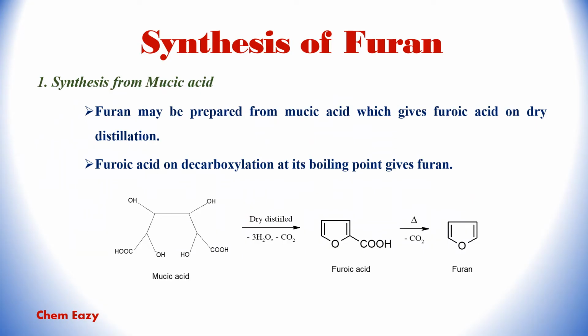In the first method, furan can be synthesized from mucic acid. Let us see how mucic acid gives furan. This is the structure of mucic acid. This mucic acid is subjected to dry distillation, with the loss of 3 molecules of water and 1 molecule of carbon dioxide. Mucic acid produces furoic acid, which consists of a carboxyl group at second position. This furoic acid on decarboxylation at its boiling point produces furan.